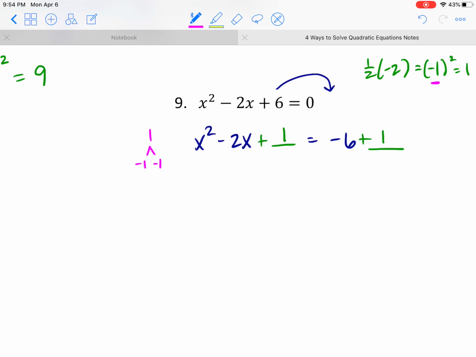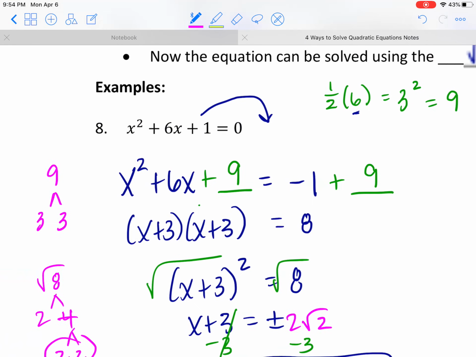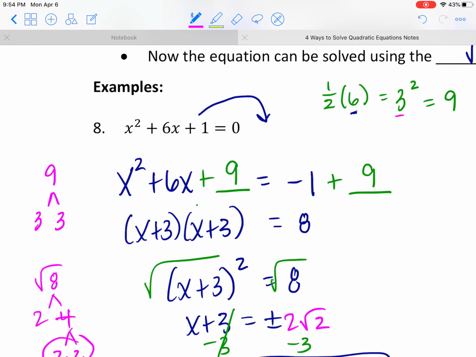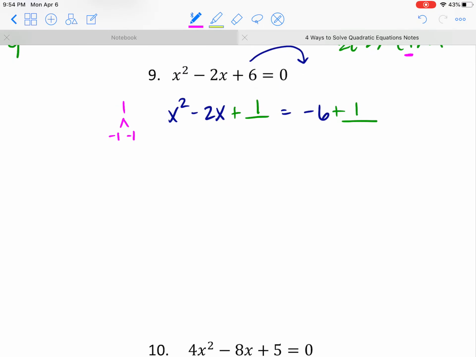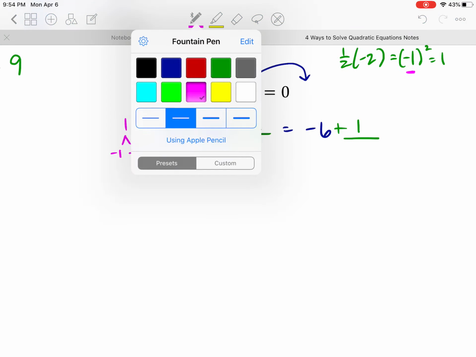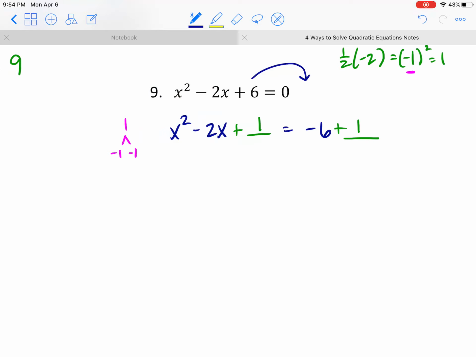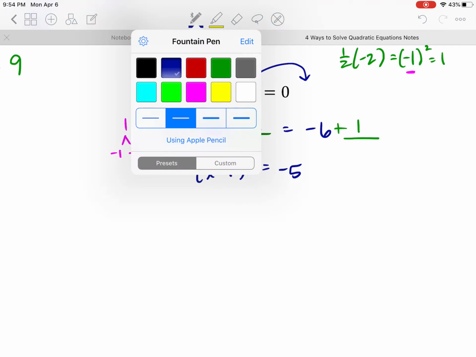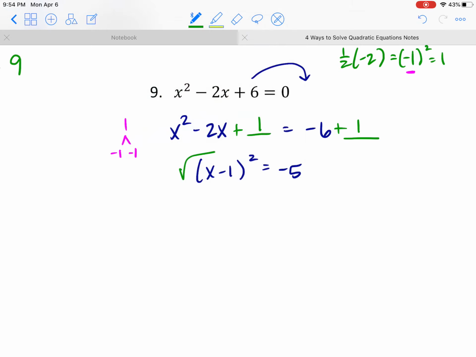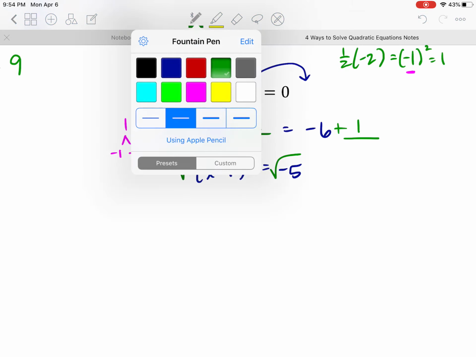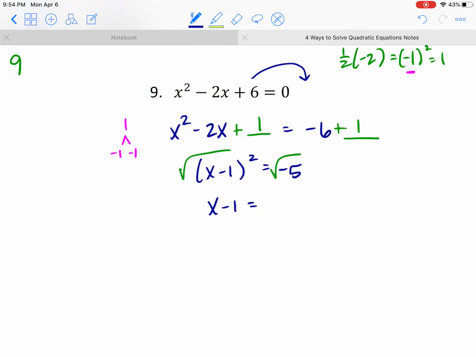And now this is factorable. What are the factors of positive 1 that make negative 2? Well, it's going to be negative 1 and negative 1. And that's going to end up being this number we get in this middle process every single time. So it was negative 1 here. Notice over here it was 3, and that's hiding here in the middle. So if my factors are negative 1, negative 1, then this is going to factor into x minus 1 squared. And then this side over here, negative 6 and 1, makes a negative 5.